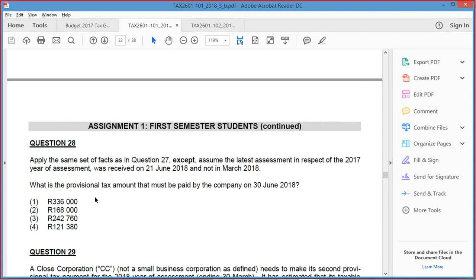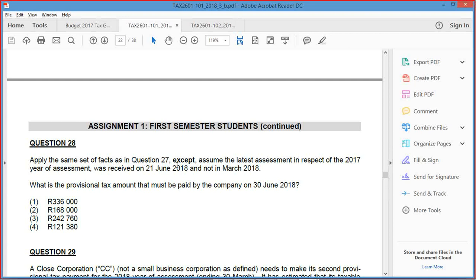Applying the same information, what is the provisional tax amount that must be paid by the company? They're asking about provisional tax. So provisional tax means you need to calculate how much you're actually owing them, because you have to make the payment before the year's end.